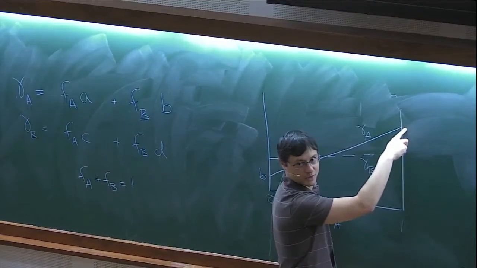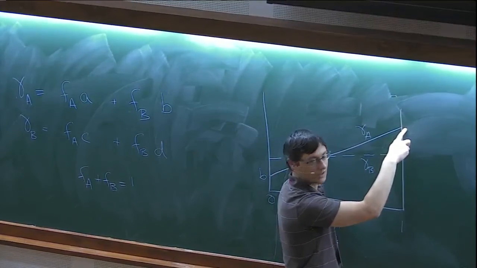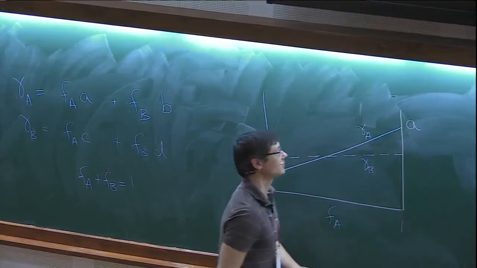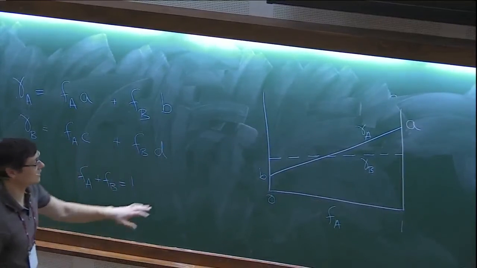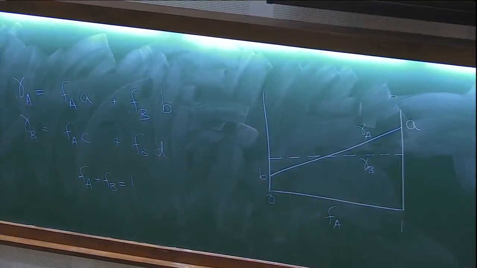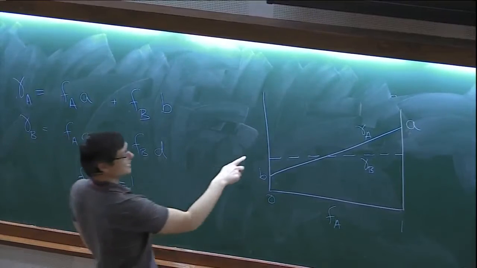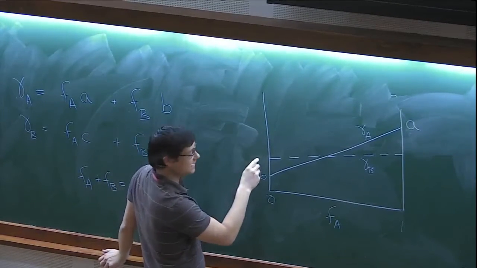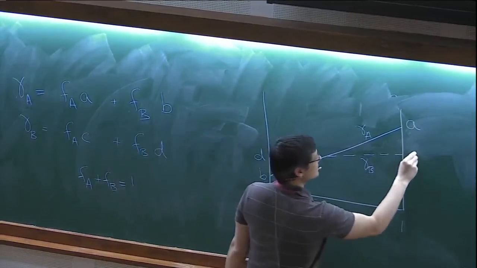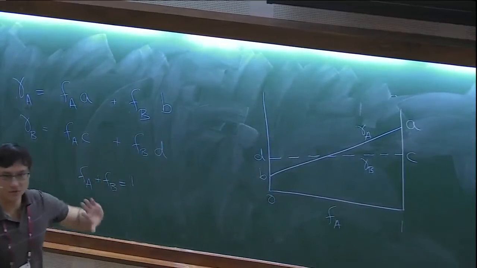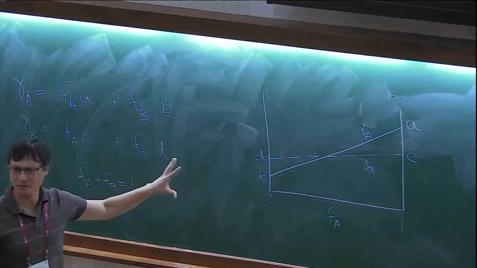Over here, ready? 3, 2, 1. A. All right, now let's look over here. Ready? 3, 2, 1. D. And over here is C.